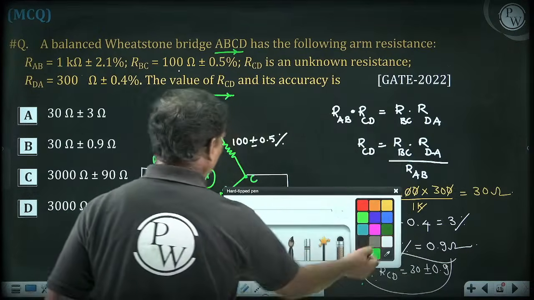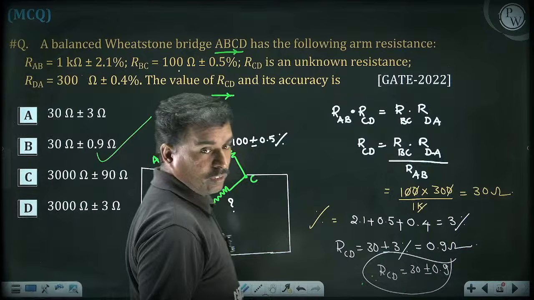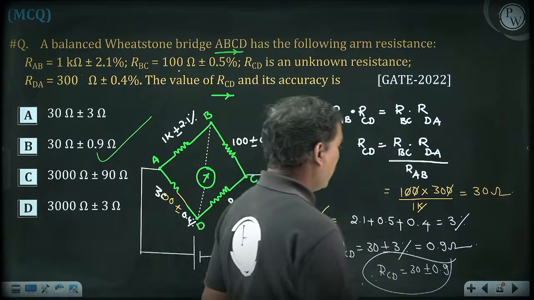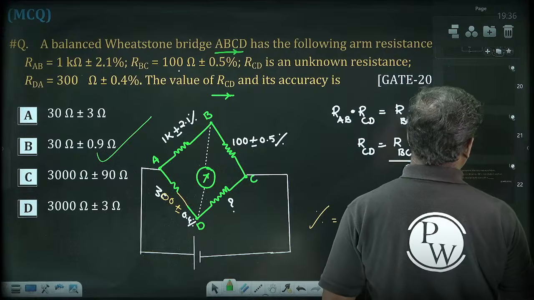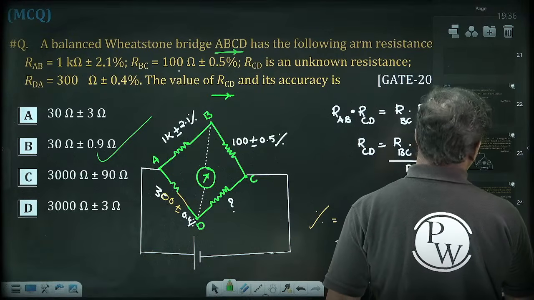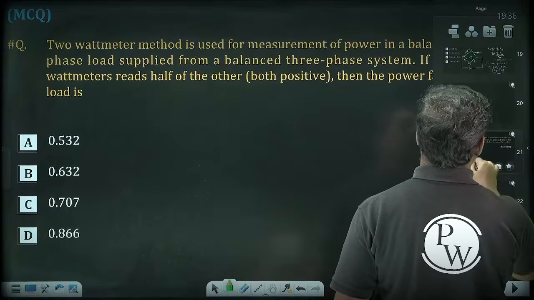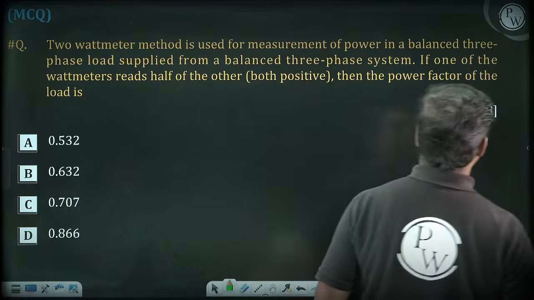So it was a printing mistake. Option B is the right answer. Let us go for the next question. Answer this question. Make it fast. It is a GATE 2018 question.